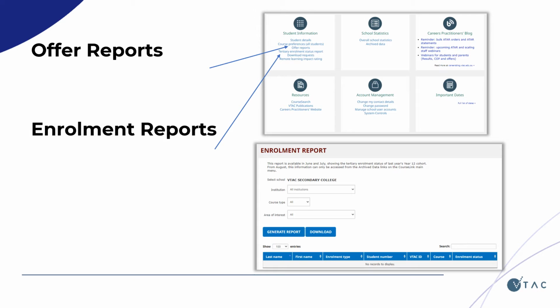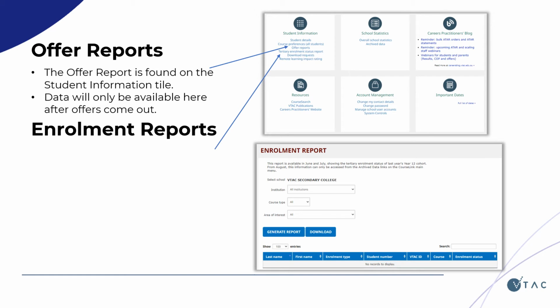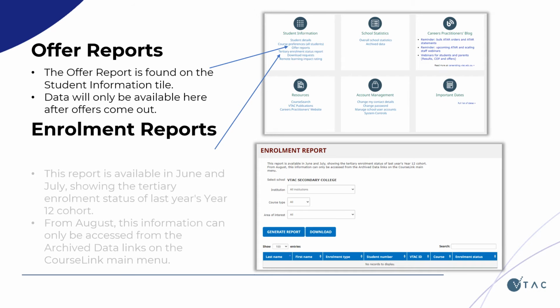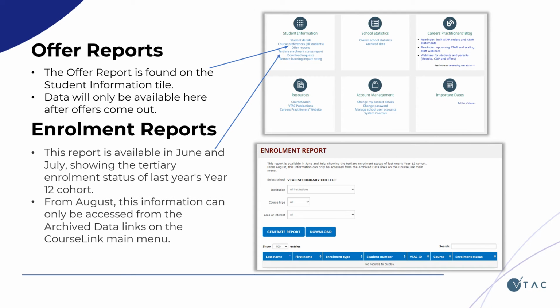For offer reports, you can find this also on the Student Information tile. Data will only be available for offers obviously after results have been released. Enrolment reports are available only in June and July, showing the tertiary enrolment status of last year's Year 12s. From August, this information shifts to the Archive Data link on the CourseLink main menu.